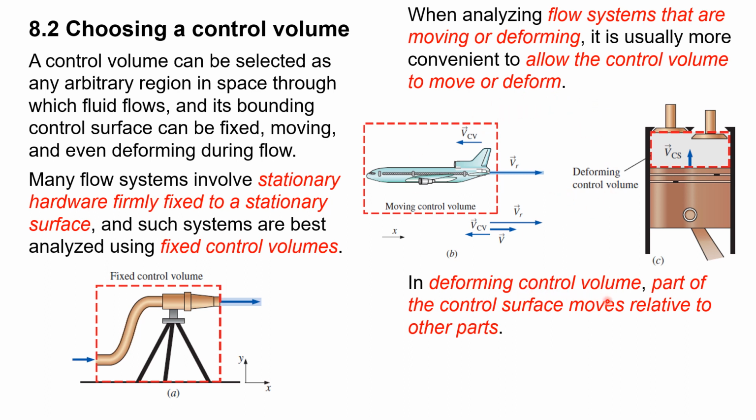In a deforming control volume, part of the control surface moves relative to other parts. Like this, a piston has a deforming control volume because it is expanding or shrinking. So part of the control surface moves relative to the other part. When the piston moves down, it expands, and when it moves up, it shrinks. So it will move relative to other parts.